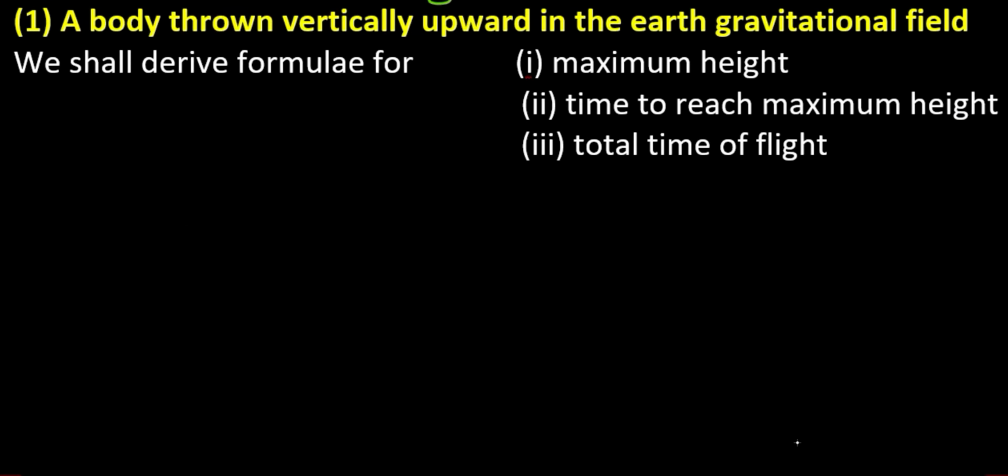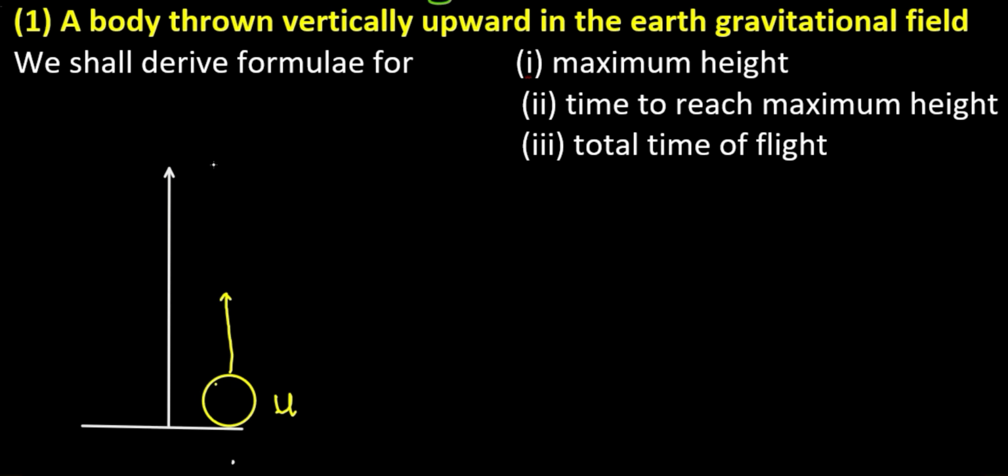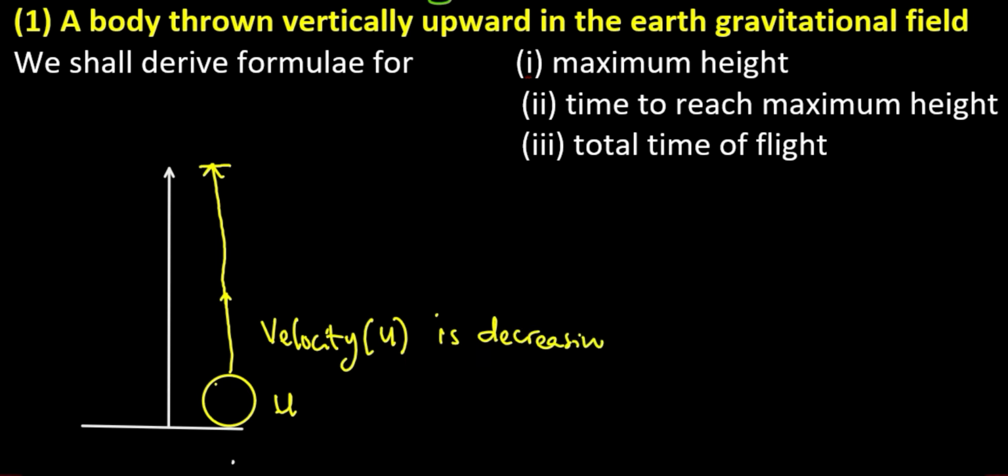Under this, a body is thrown vertically upward. Let's look at the body here. It is thrown with initial velocity u. As it moves up, the velocity will be decreasing. It is maximum when it is first thrown, so the initial velocity will decrease as it goes up. When it reaches the maximum height, the velocity will be equal to 0. It is no more moving, so at the maximum height, the final velocity is equal to 0.